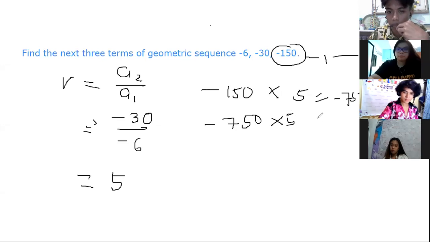Sige, paki-multiply nga po muna. Negative 750 times 5.